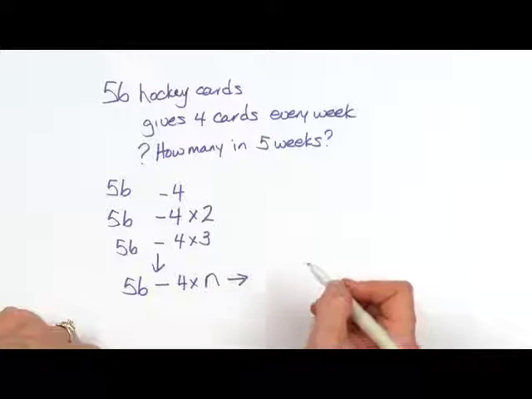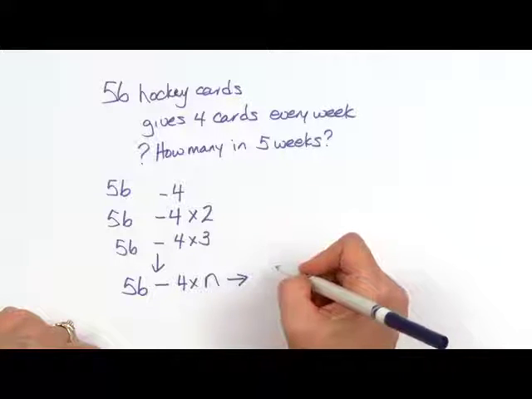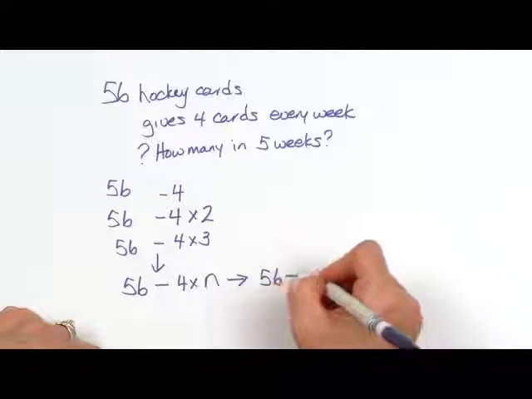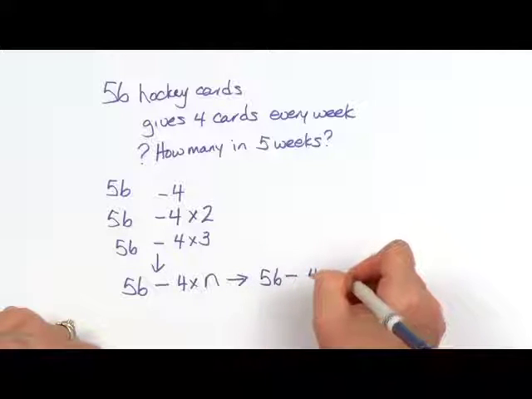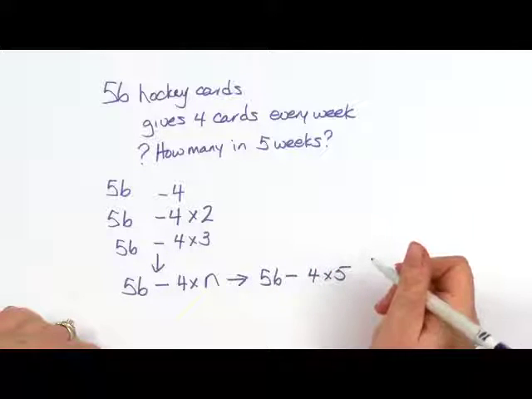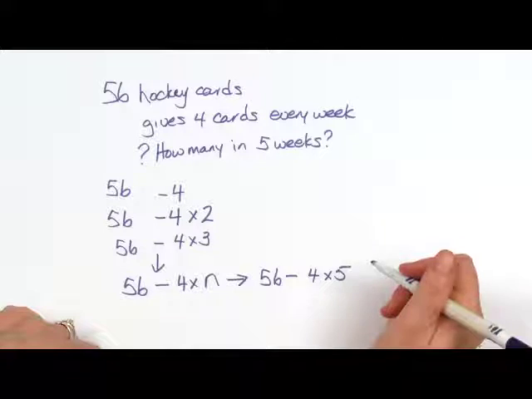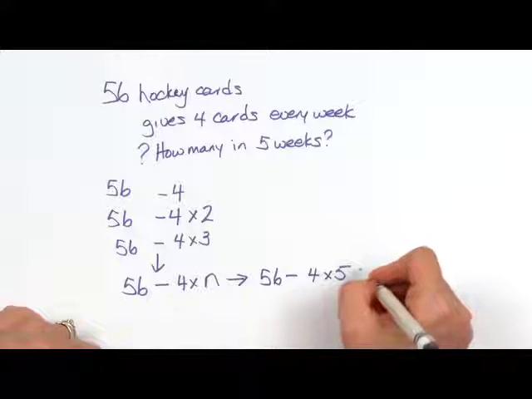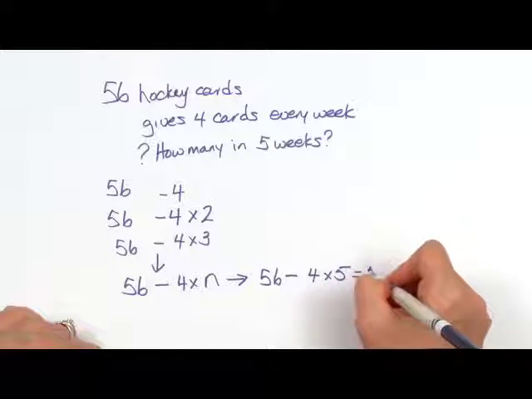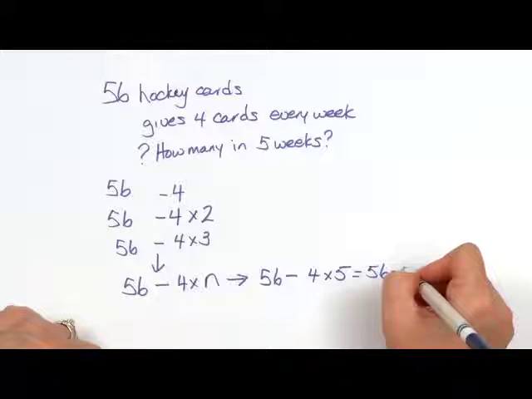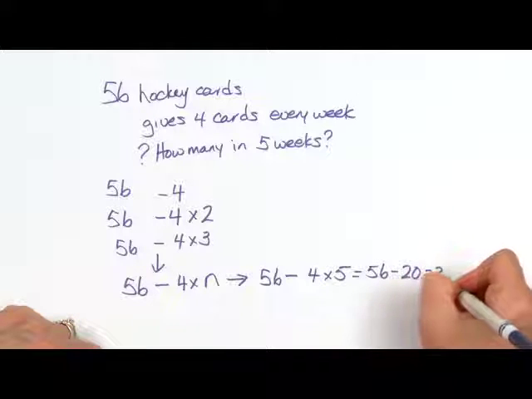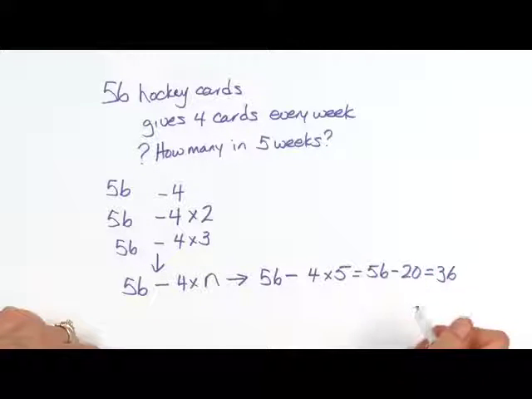Because we are interested in knowing how many cards we'll have after 5 weeks, we'll write 56, subtract 4 times 5. Now we can use the order of operations to help us. We know that we need to start with the multiplication, so that will be 56 subtract 20. And we know that that equals 36 cards. So we'll have 36 cards at the end of 5 weeks.